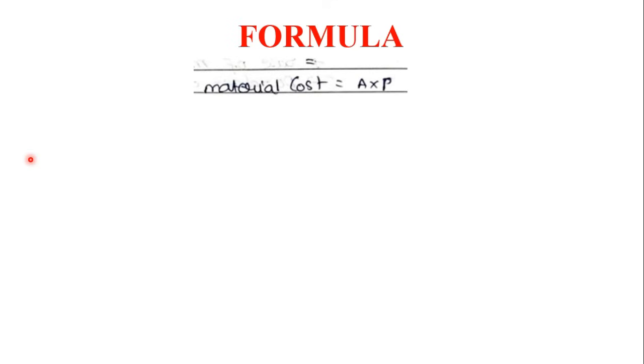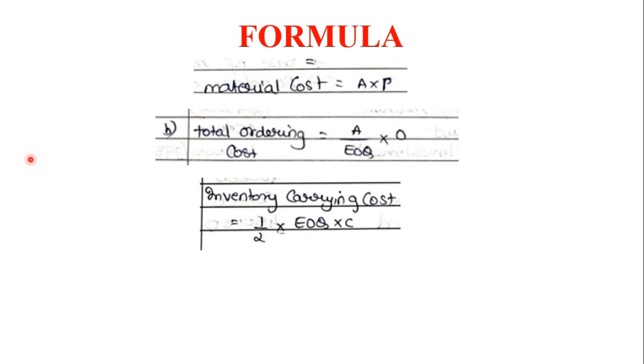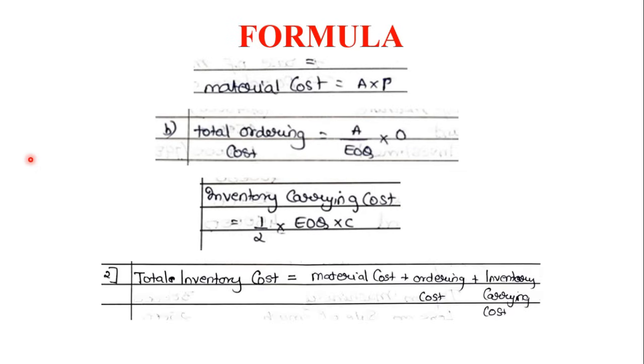First is material cost. Material cost is A into P, that is annual demand into CPU, that is price per unit. Total ordering cost, which is annual demand divided by EOQ into O. O is ordering cost. Then inventory carrying cost, that is half into EOQ into C. C is carrying cost.